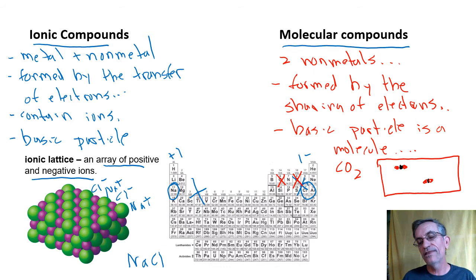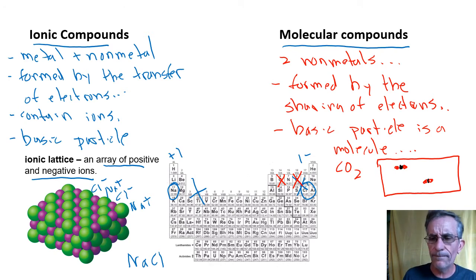All right, so those are called molecules. They're individual little units inside of this material. I've only drawn 2 molecules. In real life, you'd have billions of these things. All right, so ionic compounds, metal and a nonmetal, are made up of a lattice. Molecular compounds, 2 nonmetals, are made up of molecules.